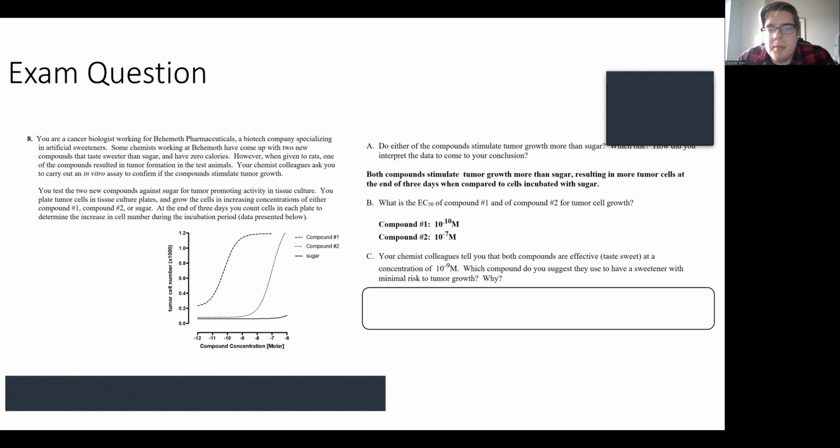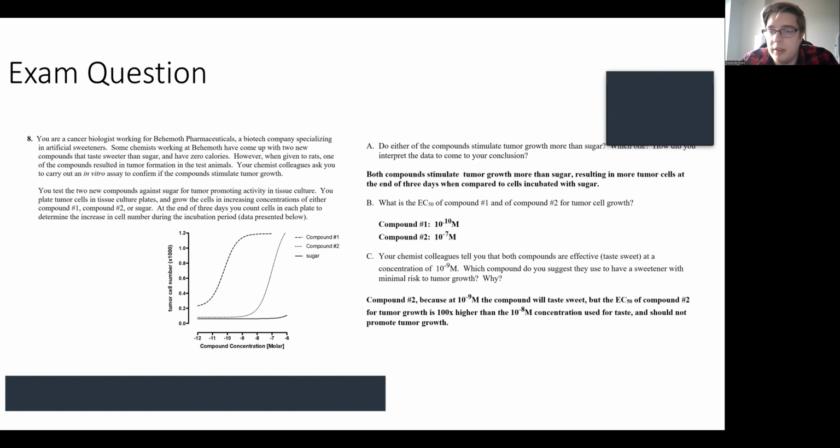Okay. Your chemist colleagues tell you that both compounds are effective, or they taste sweet, with a concentration of 10 to the negative 9th. Which compound would you suggest they use as a sweetener to risk minimal tumor growth? So again, we look at this graph. At 10 to the negative 9, we see that compound 1 makes a lot of tumor cells, and we see that compound number 2 makes much fewer. So I would suggest using compound number 2 to make the sweetener, and also have the lowest risk of forming tumor cells. Pretty simple stuff.